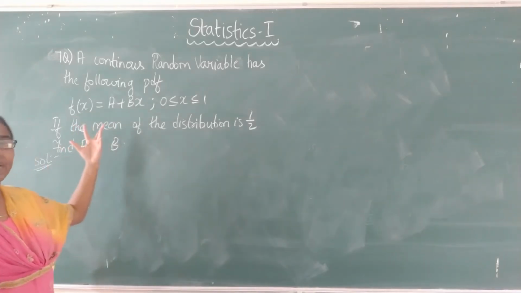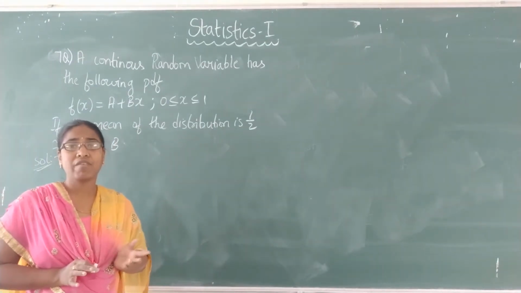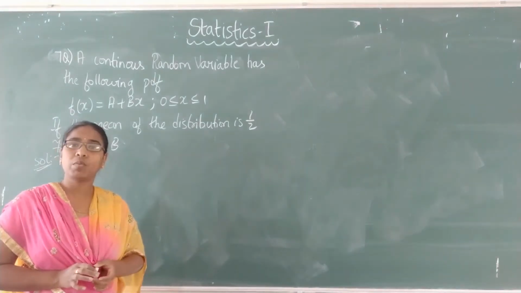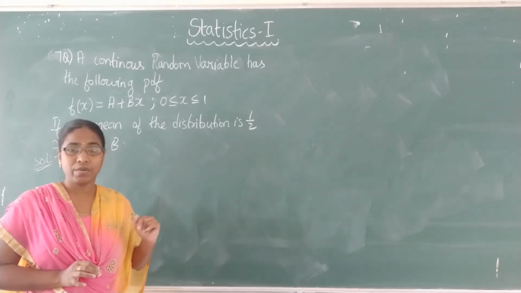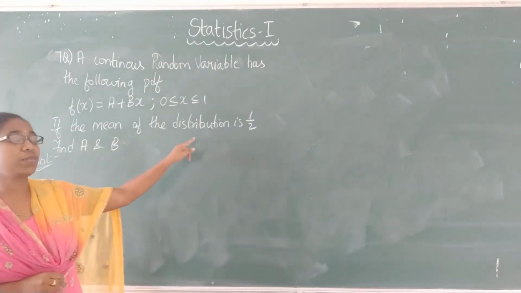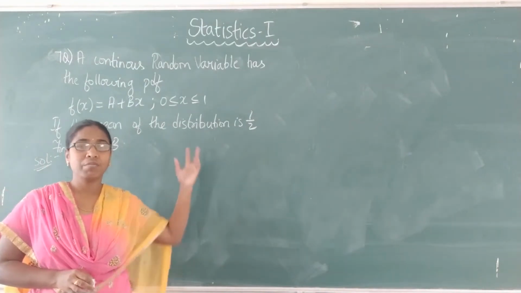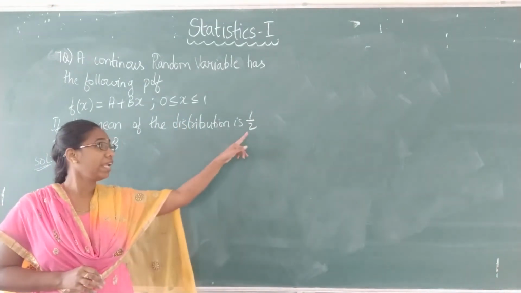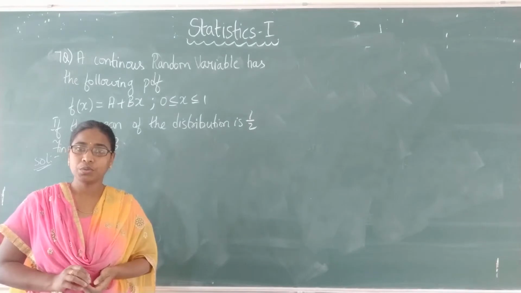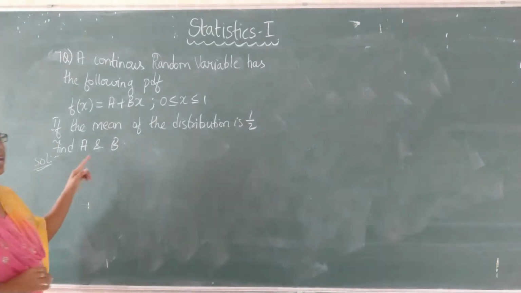So we have the PDF, we have the limits. According to the definition of the PDF, we have the condition that total probability equals 1. If I consider the total probability equals 1, I will get one equation in terms of a and b. Similarly, the mean of the distribution is given as 1 by 2. So I will consider the mean formula for the given PDF and equate it to 1 by 2. There I get one more equation, that will be equation 2. By solving equation 1 and 2, we will get the required values of a and b.